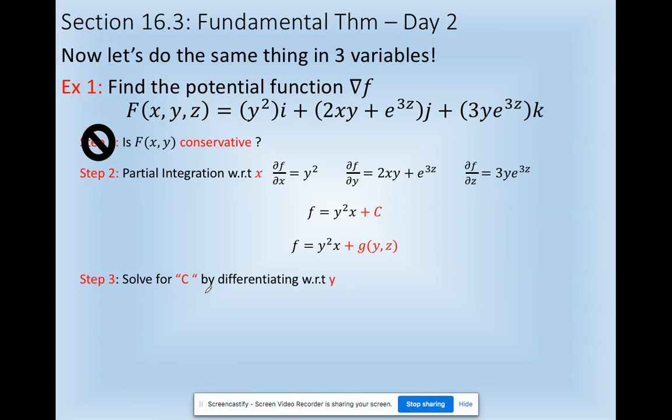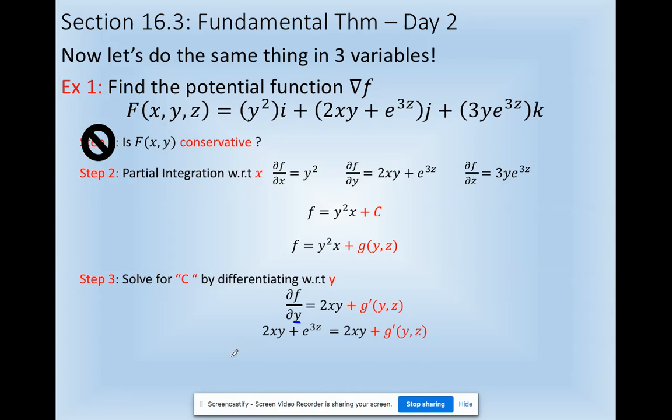So now, just like we did before, we're going to solve for this c by differentiating with respect to y. So I'm going to get a g prime. Notice I am differentiating with respect to y here. So 2y, right? Bring down the 2y and the x, plus the derivative here, g prime, with respect to y.